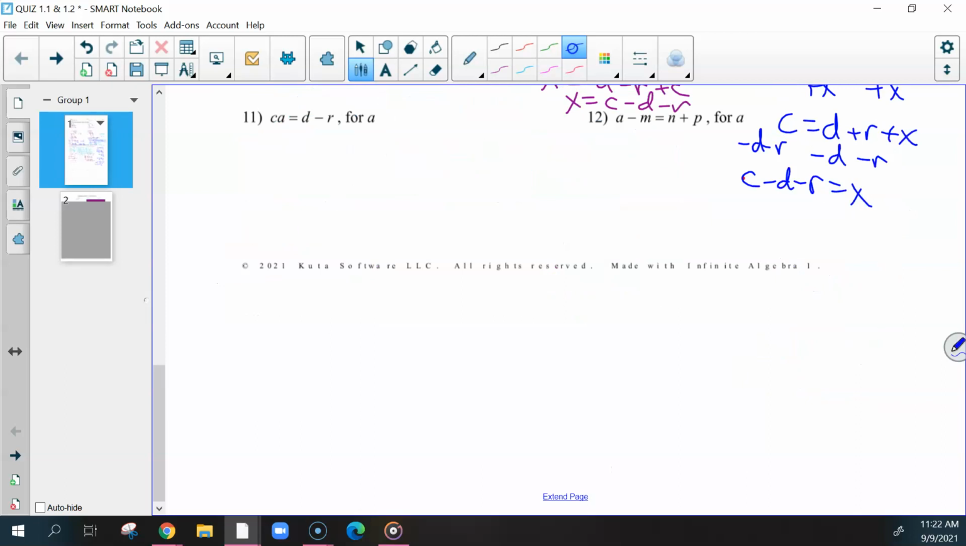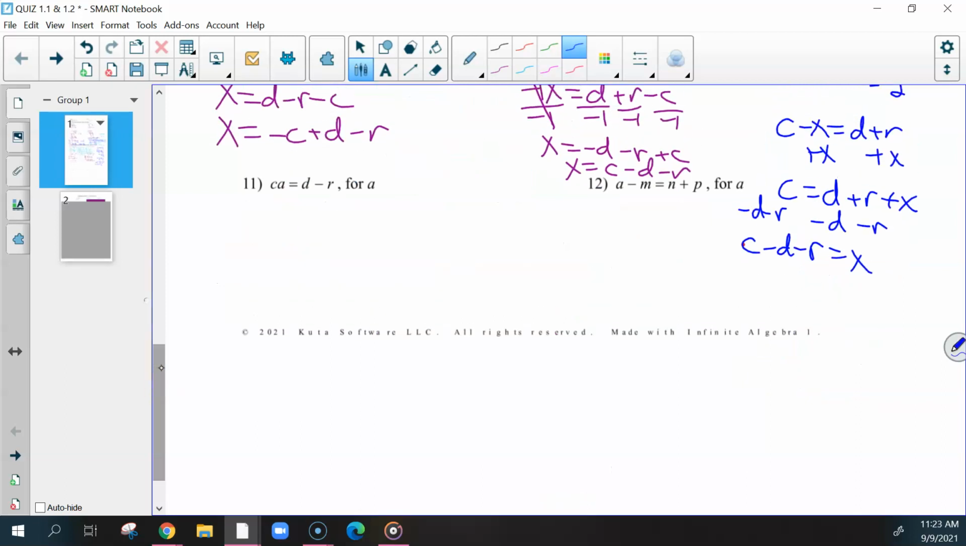For 11, you needed to get a by itself. Well, the only thing by a is c. C and a are multiplying, so to get rid of a, divide both sides by c. And that would have given you your correct answer.